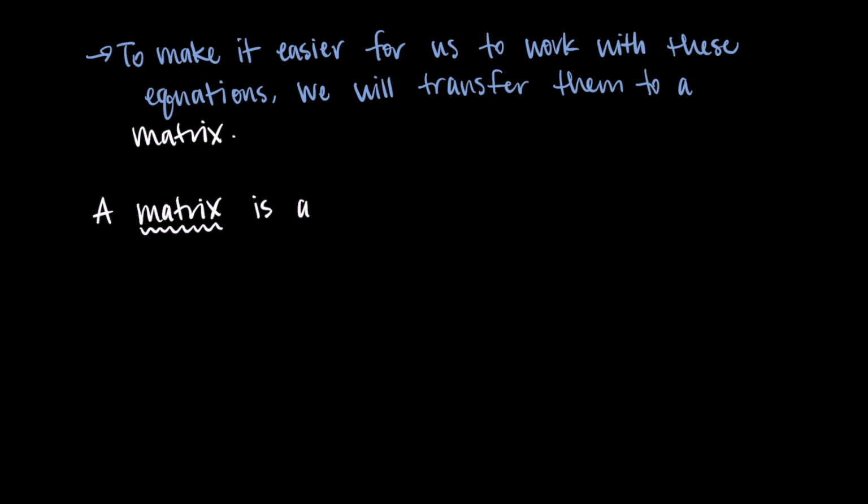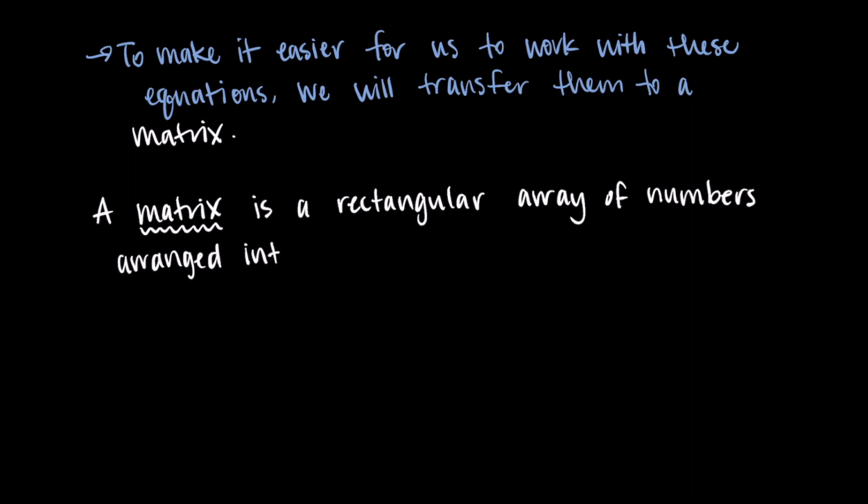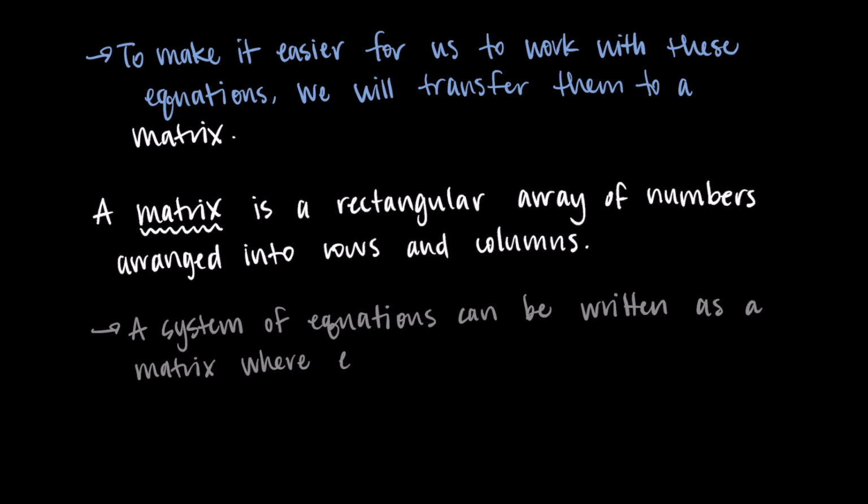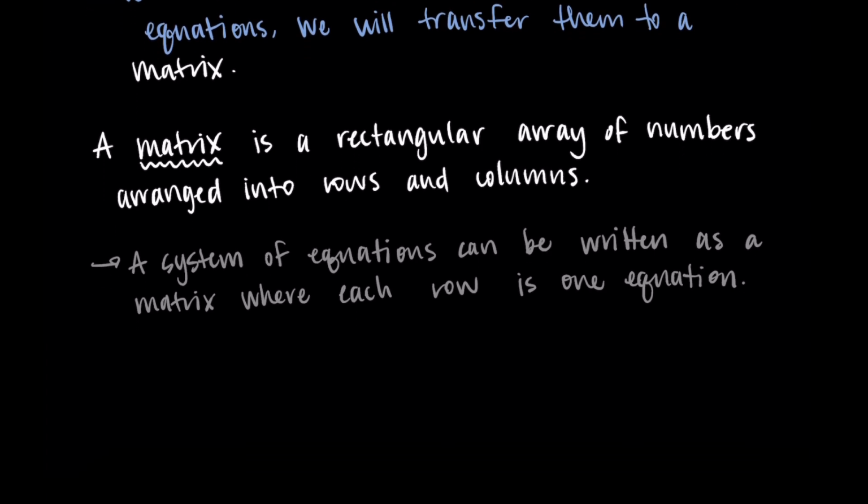Basically, a matrix is just a rectangular array of numbers arranged into rows and columns. So you can think of it as some rectangular object that just has numbers in it, and we refer to the rows and columns of that matrix. What we can do is write a system of equations as a matrix where each row is one equation. So the first row of the matrix will be the first equation, second row will be the second equation, etc. Let's look at what this looks like.